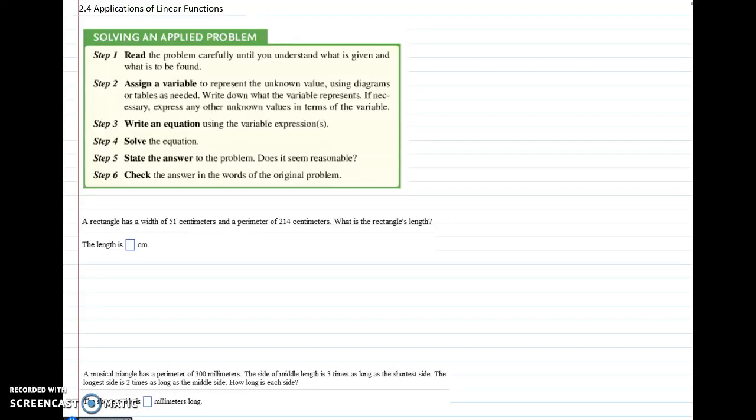Hello guys, I'm going to walk you through the 2.4 notes, the applications of linear functions. I'm actually going to do this in three different videos so that they're not too long and too overwhelming. We're going to do the perimeter and area problems, and then motion problems and then mixture problems. So I will send you guys 3 links total for the 3 different videos.